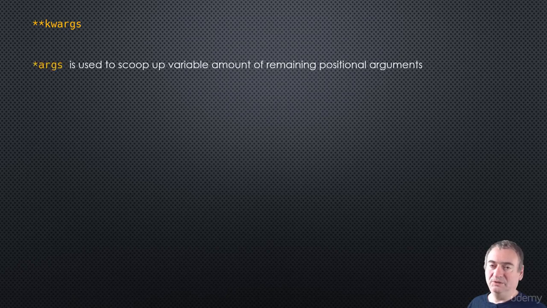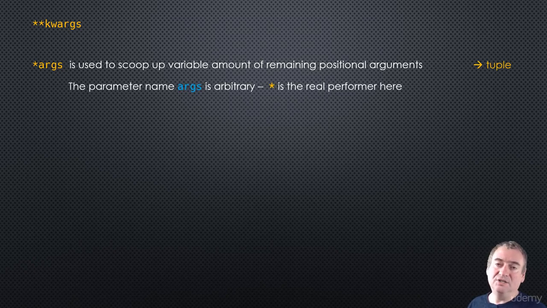So just recall that *args is used to scoop up a variable amount of remaining positional arguments. So you can define specific positional arguments, and then you can scoop up any additional ones that the user may provide when they call the function by using *args. Now, of course, this returns a tuple. It's going to be stored inside a tuple, and args, the name itself, is arbitrary, right? The real star here, the real performer, is the star, okay?